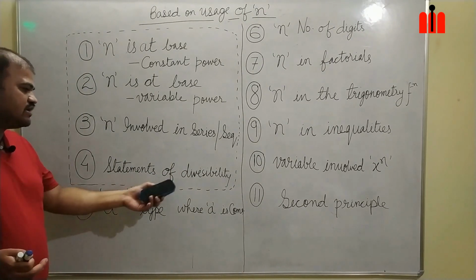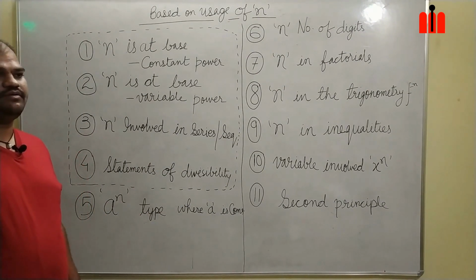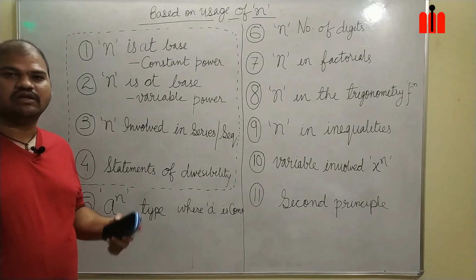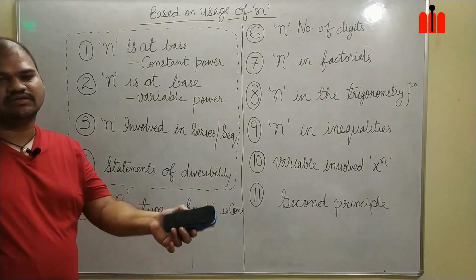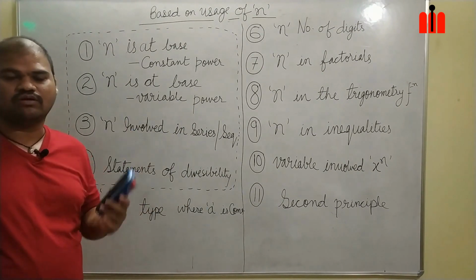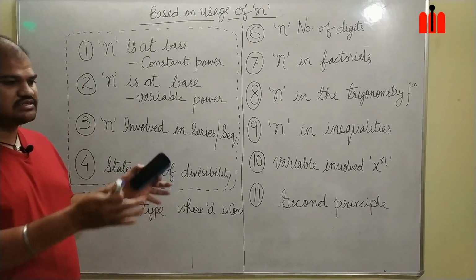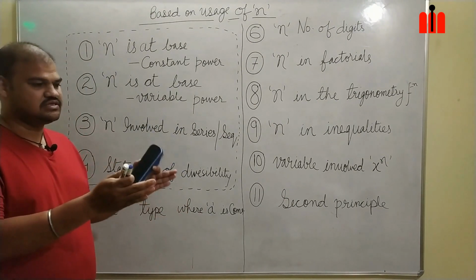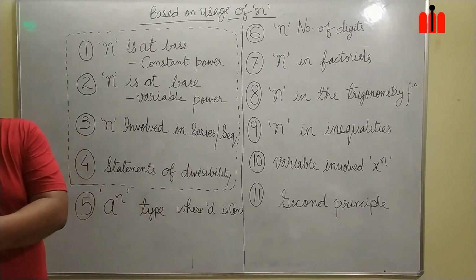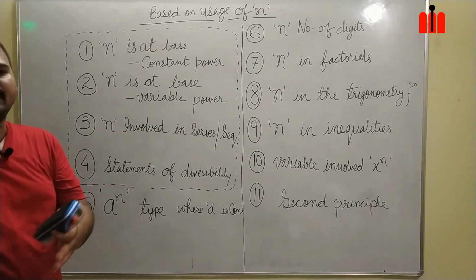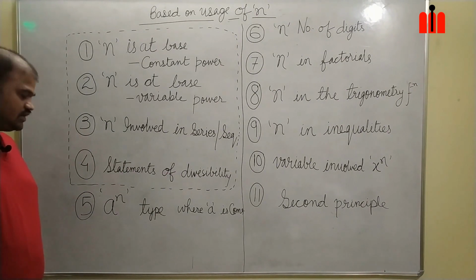Now, statements of divisibility. Some statements like n cube minus 1, n cube plus n square plus 4 is divisible by 3, is divisible by 4, is divisible by 5. We have to prove such type of statements, that a certain number which is represented in the form of n is divisible by a number like 5, 6, 7, 8 or any number. Okay, such type of problems are statements of divisibility.